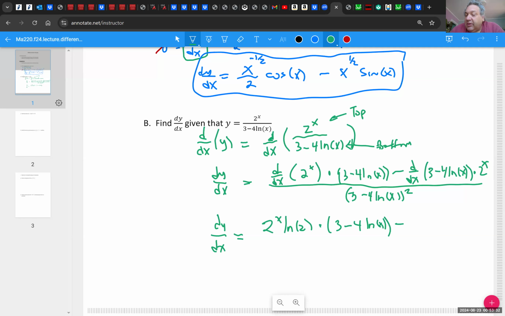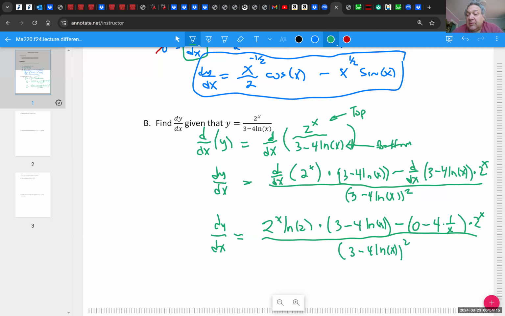And now I have to differentiate 3 minus 4 ln x. A constant being added or subtracted has a derivative of 0. A constant being multiplied or divided to a function, like this 4 is multiplying the ln x, doesn't go away, but it doesn't affect the derivative. It just multiplies through. So it'd be 4 times whatever the derivative of ln x is. And the derivative of ln x, if you wish to check, is 1 over x. And so this whole thing, that's the derivative of the thing in parentheses, is being multiplied by 2 to the x. And once again, this entire thing is divided by that very long expression on the bottom.